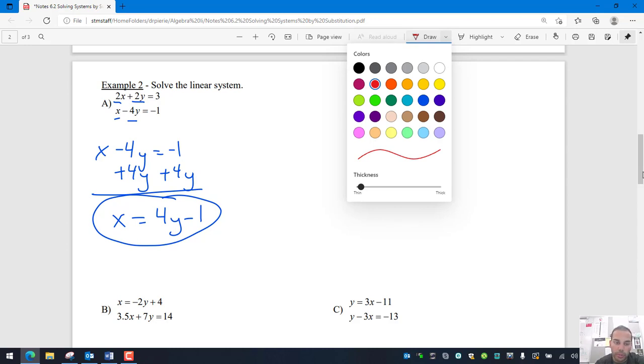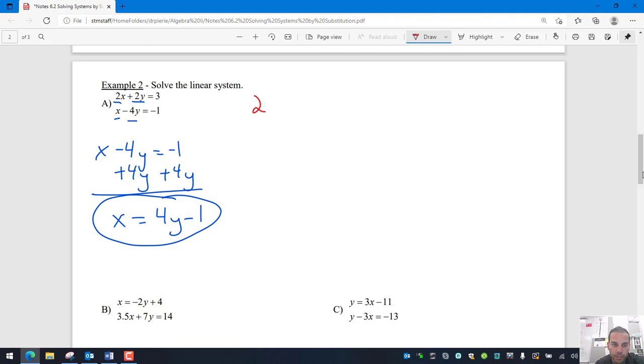So now what I'll do is jump to the equation that I have not touched yet. 2x plus 2y equals 3. And wherever I see an x in that first equation, I'm going to plug in 4y minus 1. So I'll still have a 2, but instead of writing x, I'm going to substitute in 4y minus 1 plus 2y is equal to 3. And this time I'll solve for y.